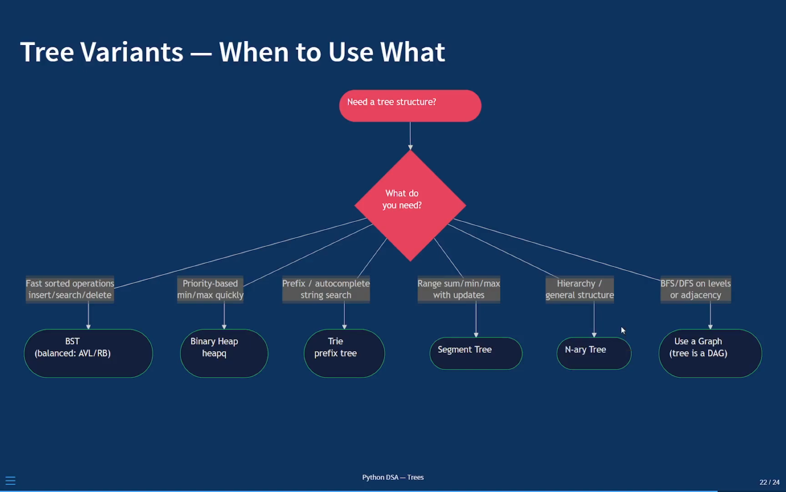You're modeling a hierarchy with arbitrary branching, file system, DOM, org chart. Use an n-ary tree. If you're doing BFS or DFS on a structure that has cycles, or you need to model bidirectional relationships, that's no longer a tree. Use a graph. A tree is just a special case of a directed acyclic graph.